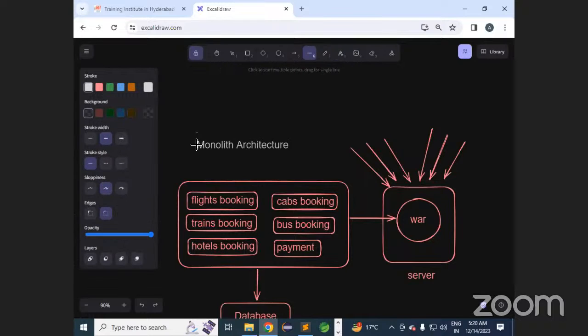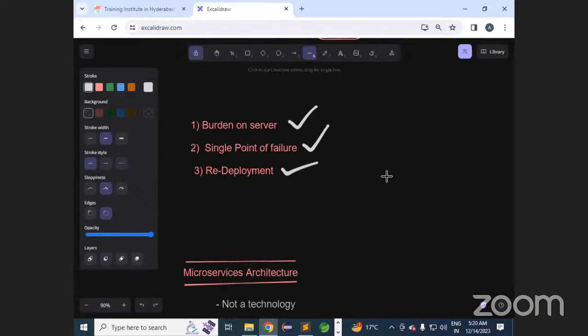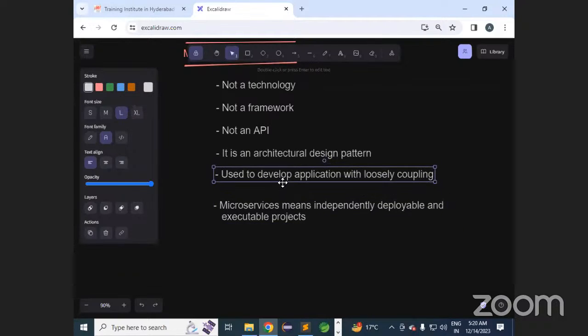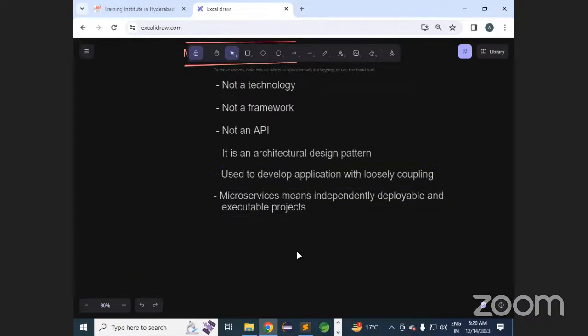So can you tell me what is a microservice? Can I say it is a framework to develop the application? No. Microservice is an architectural design pattern to develop our application. Microservice is not a technology. Microservice is not a framework. Microservice is not an API. Then what is microservice? Microservice is an architectural design pattern. These microservices are used to develop application with the loosely coupling.